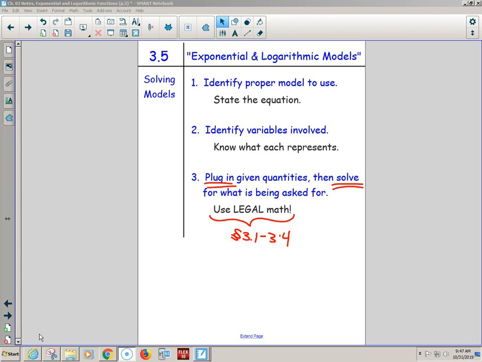Step number 3, okay, what have I been given? How do I use it? How do I plug it in to solve for what's missing?